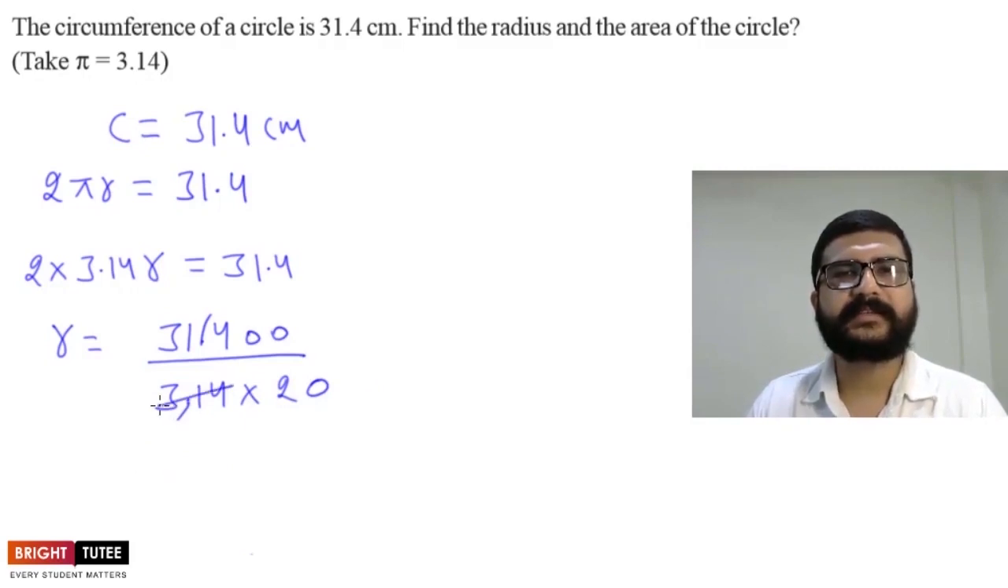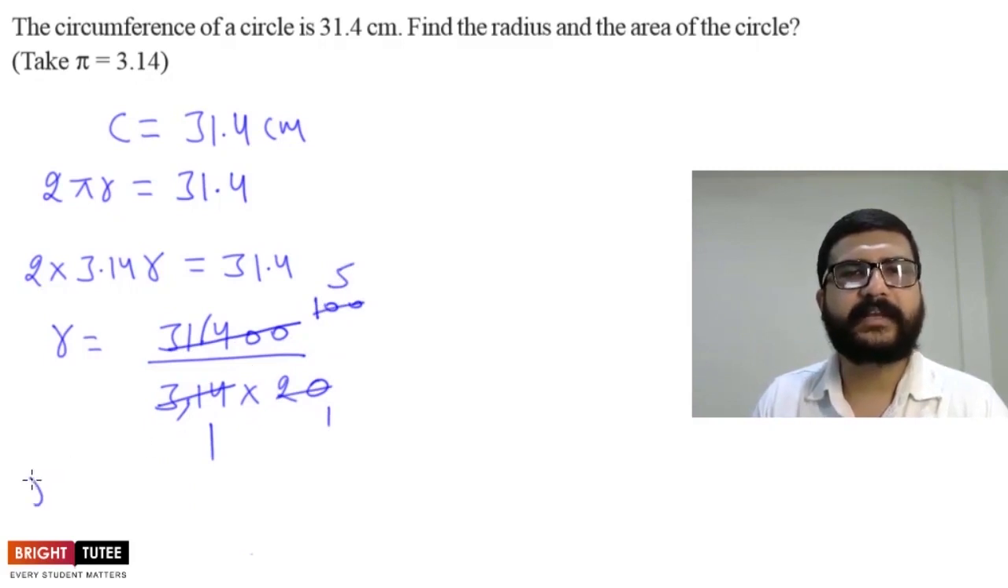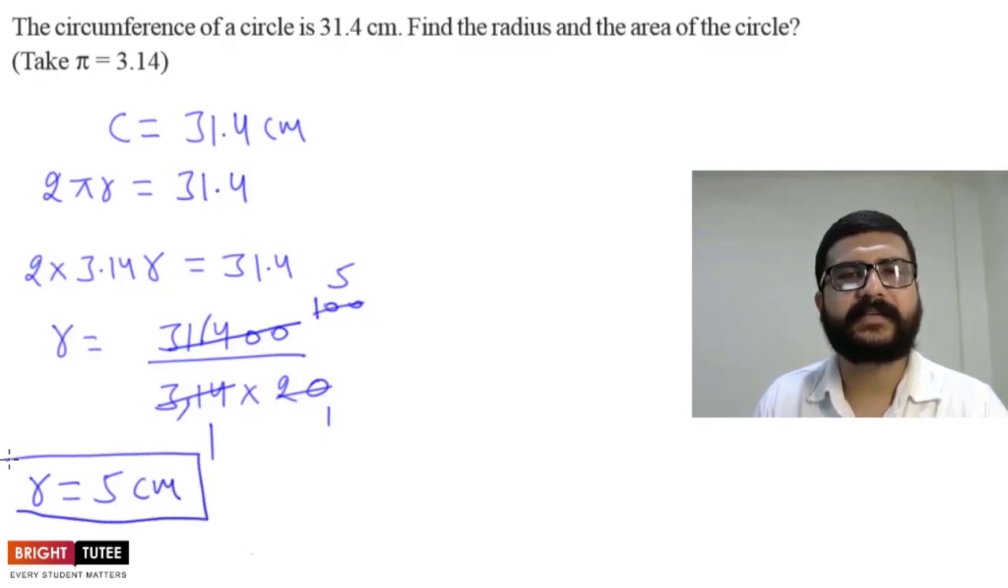Now can we simplify this? Yes. 314 ones are 314. 314 into 100 will be 31400. Now 20 ones are 20 and 25s are 100. So therefore we are getting r is equal to 5 centimeters, or we can say the radius is 5 centimeters.